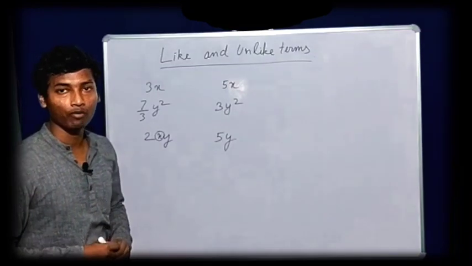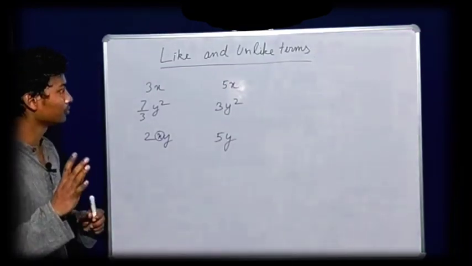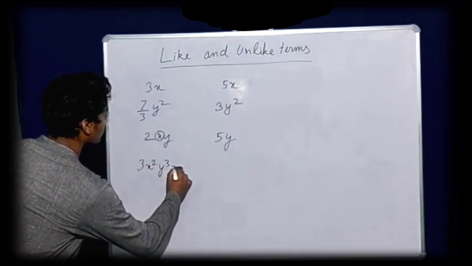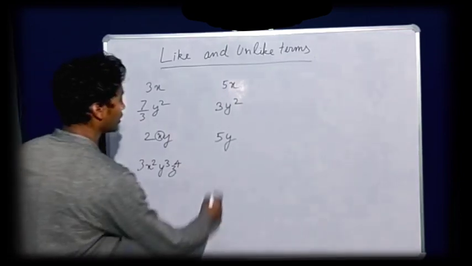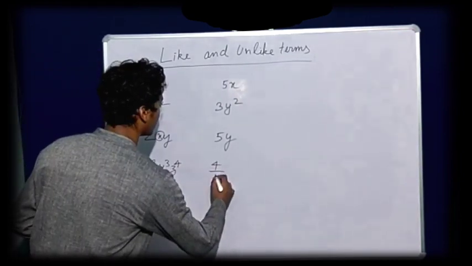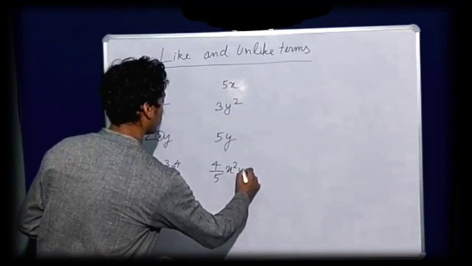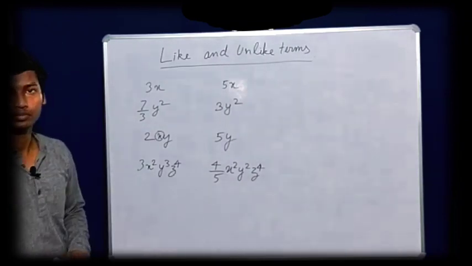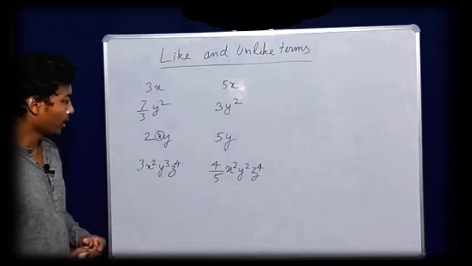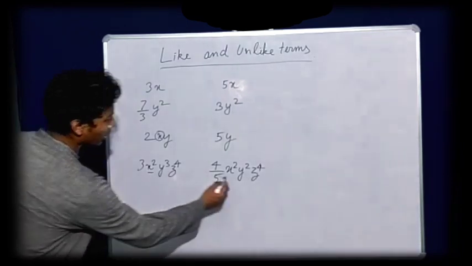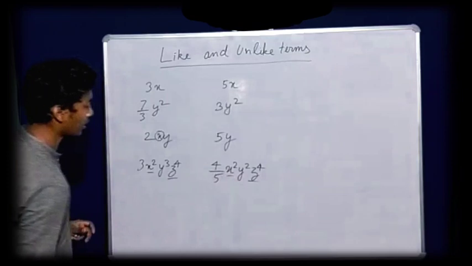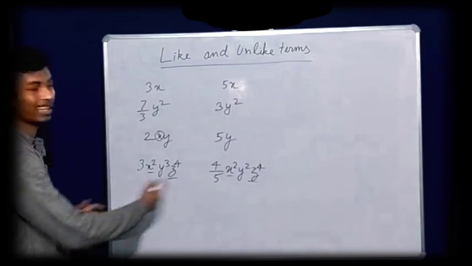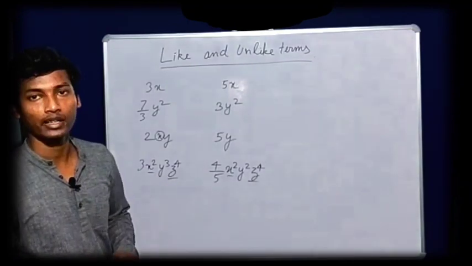Let's take one more example for like and unlike terms. So 3x square y cube z 4, and here you have 4 by 5 x square y square z 4. Now tell me, are they like terms? No. Why? Because x square is okay here, z to the power 4 is okay here, but y cube and here we have y square. So they are again not like terms, they are unlike terms.